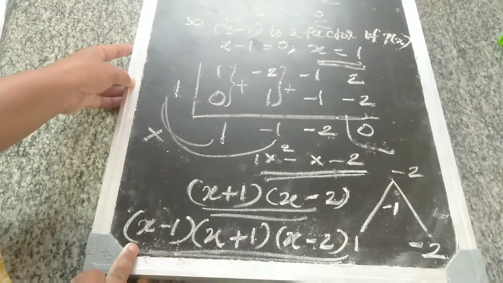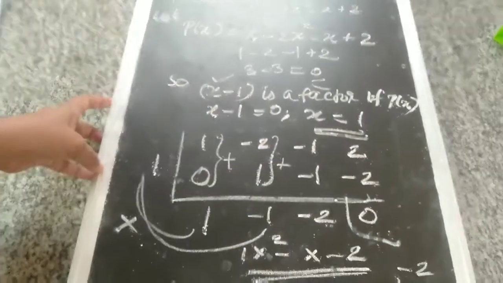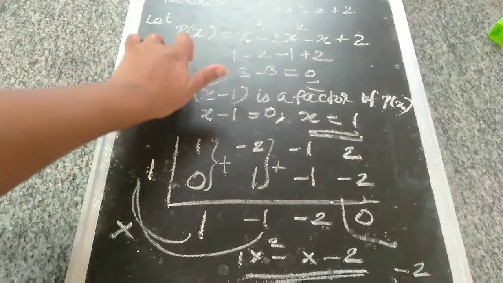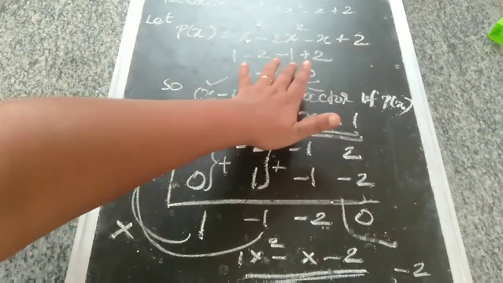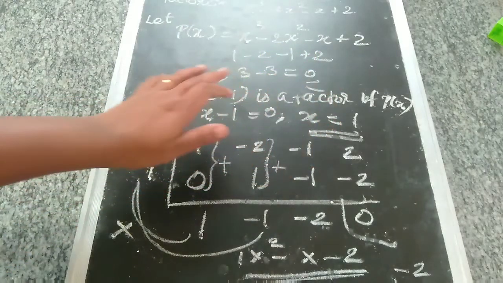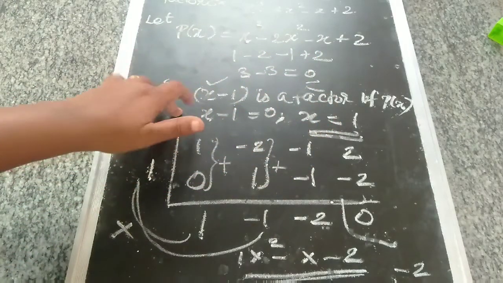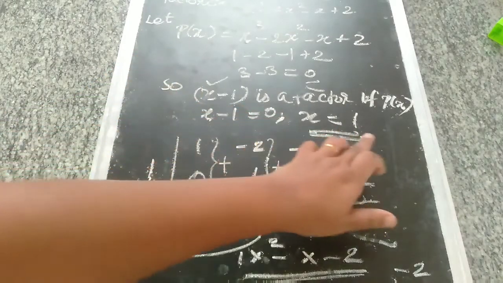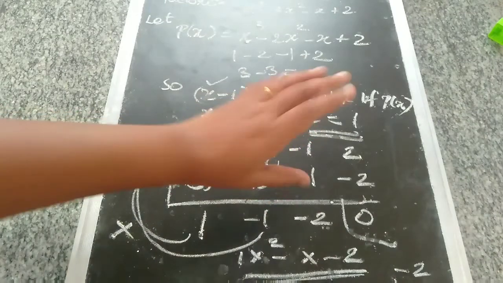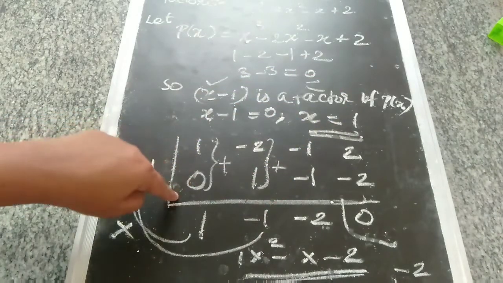First you have to write the given polynomial. First, what is the given? Let us take it as p of x. You check whether the sum of the coefficients and the constant is 0; then clearly x minus 1 is a factor. So x minus 1 is a factor means the x value is 1. Like that you have to substitute. The first place is always 0.